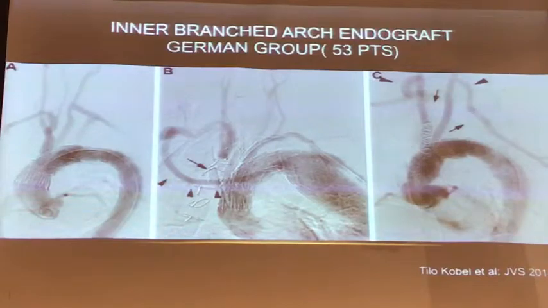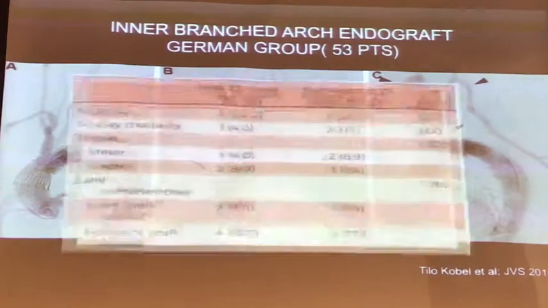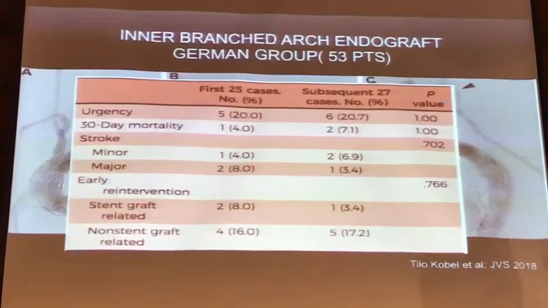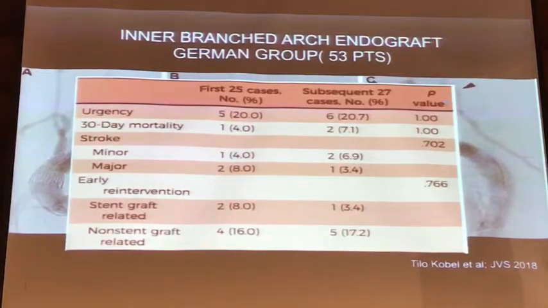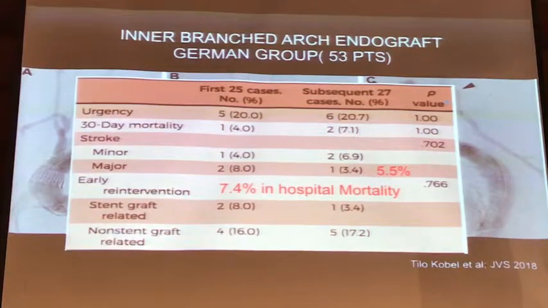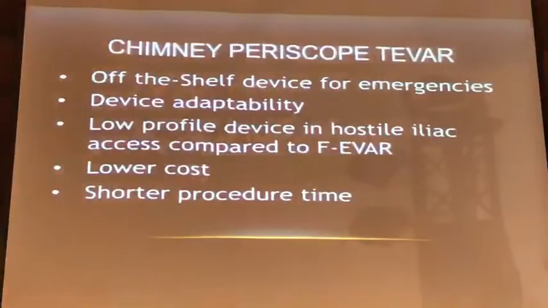And this is a study from Dr. Tilo, with 53 patients focusing just on the arch branch endograft, where they had less stroke, 5.5%, but still a 7.4% mortality, and there's still a problem with the reintervention rate.